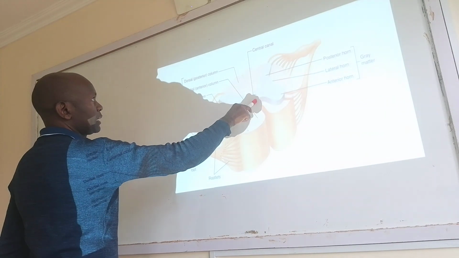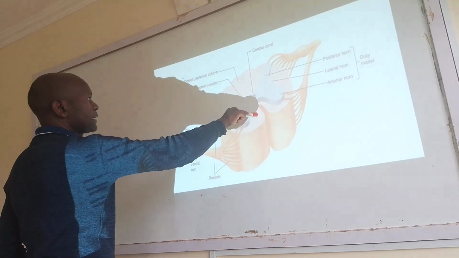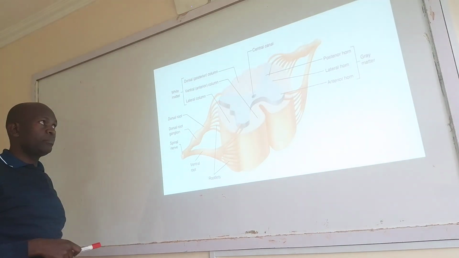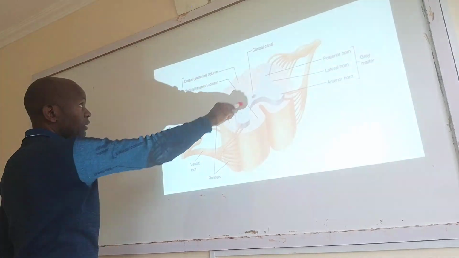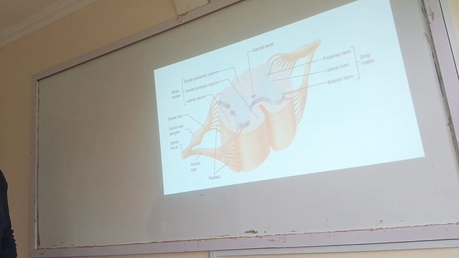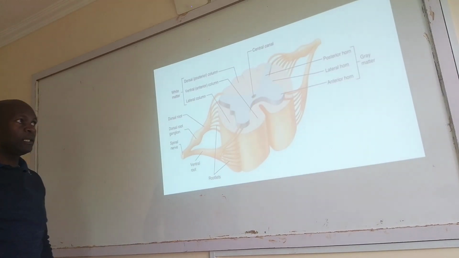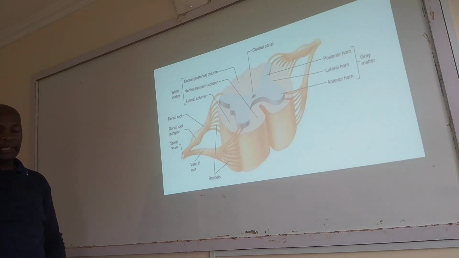Remember, in the center we have the central canal, and in this center we have CSF that we produced up there from the brain. After trickling through what we refer to as the foramen of Magendie, it gets into the central canal of the spinal cord, all the way down there.